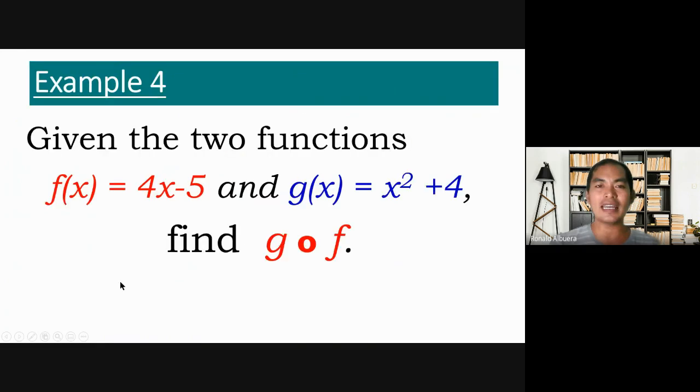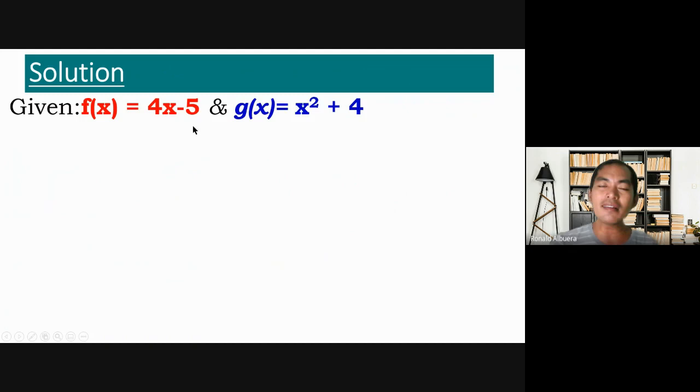Yan ang sagot. Okay, tingnan natin yung kabaliktaran. Pareho ang given natin na function, f of x equals 4x minus 5 and g of x equals x squared plus 4. But this time, we are going to find g circle f. Baliktad siya. Always write first the given at yung requirement, yung pinapahanap, g circle f.